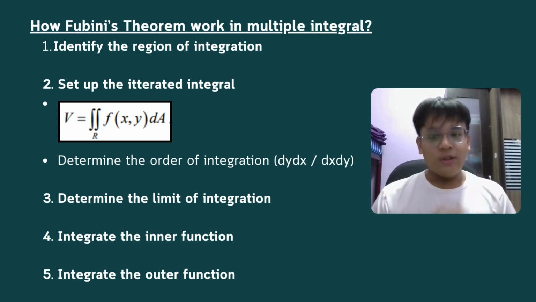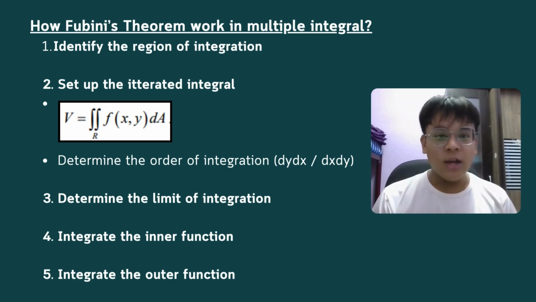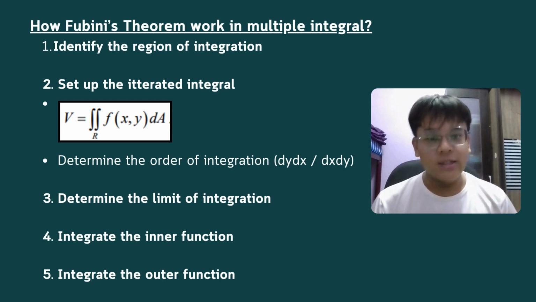Fourth, after determining the limits of the integration, we should integrate the inner function first, followed by the outer function. By these 5 steps, Fubini's theorem is worked and our final answer is calculated.